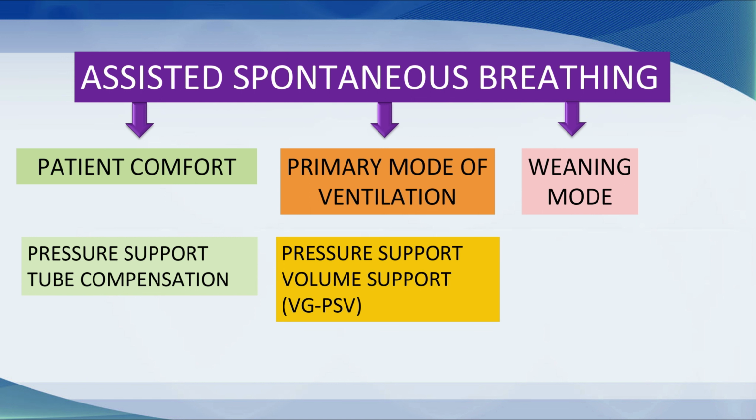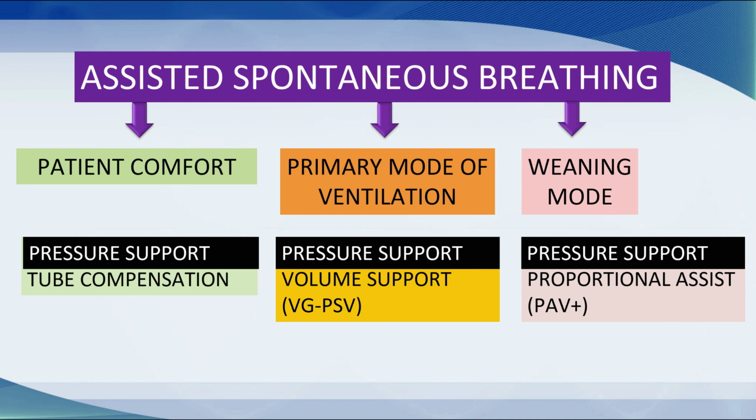As a primary mode of ventilation, you have pressure support and volume guaranteed pressure support. In this situation, you tell the ventilator how big or small a tidal volume the patient needs, and it automatically adjusts the pressure support from breath to breath to make sure that they get that. And finally, we have a weaning mode, which is either pressure support ventilation or volume support or proportional assist ventilation. That's a variant of pressure support.